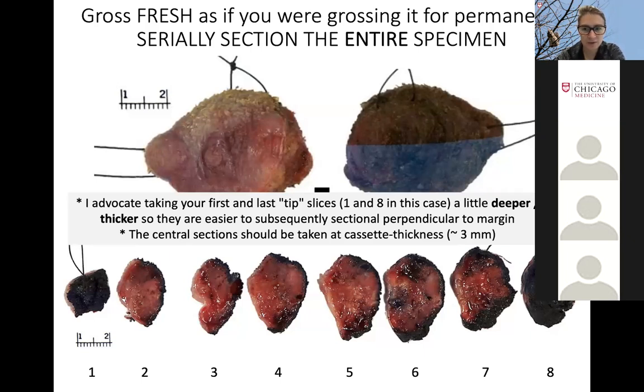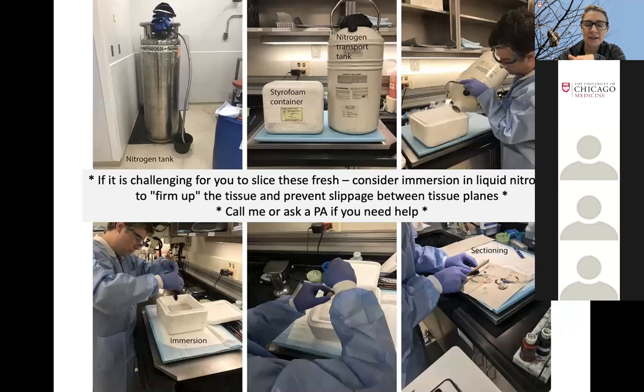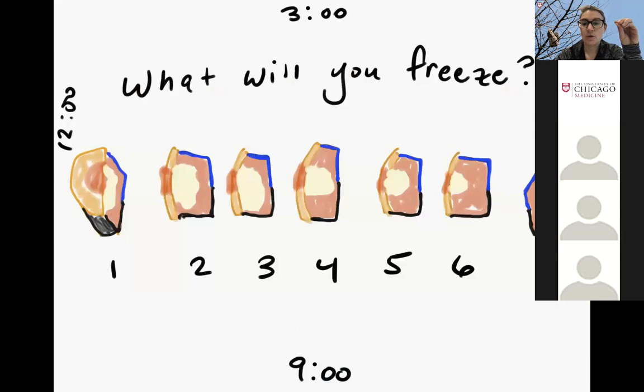Nothing has been taken for frozen yet. So this is a very nice documentation of, hey, here's what we saw grossly overall. Here is what my slices looked like before I froze anything. And then we're going to freeze something. So does this all make sense? If you guys need help, ask me, ask a PA. But I will leave this up to your discretion, whether you want to use it or not. If you want to practice on a skin ellipse from an amputation or something, you could do that as well.